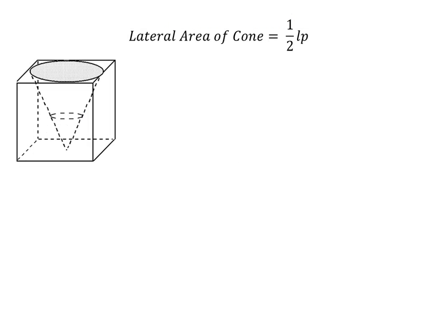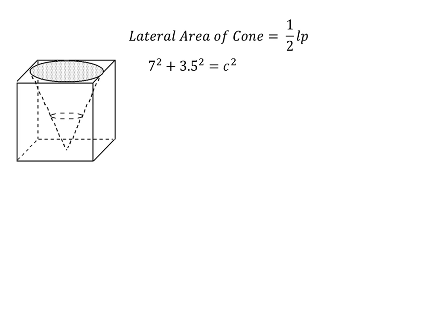So let's talk about this right here, the lateral area of the cone. 1/2 L times P. The L stands for the slant height. It's the slant height of the cone. The slant height of a cone is the distance from the tip of the cone all the way down to the bottom edge of the base of the cone. And the P is the perimeter of the base of the cone. The base of the cone is a circle, and the perimeter of a circle is called circumference. So I need to know the slant height and the perimeter.